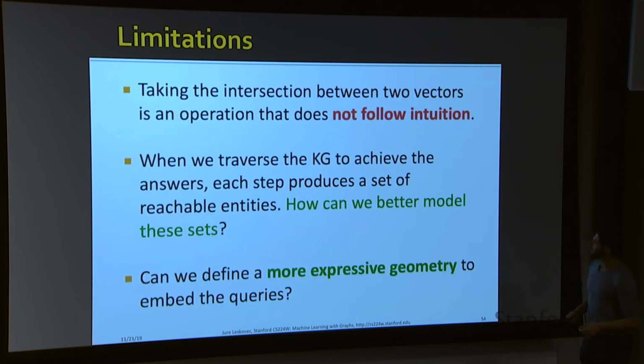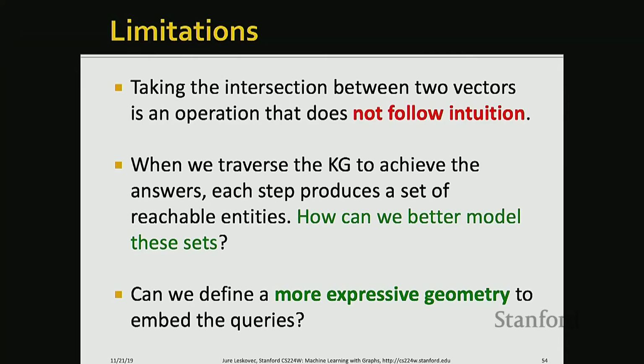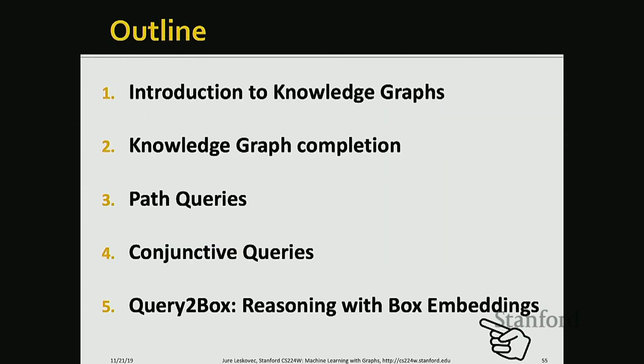Let's move on then. Okay. So what are the limitations of this model? We've seen it before. Taking the intersection between two vectors does not follow any intuition. So we kind of found an elegant hack to overcome that problem. And at the same time, how can we better model these sets? So what you were asking me before, are we choosing arbitrarily our ball of radius R? Can we find a framework that models these sets in a smarter way? And the way to do it is basically to find a more expressive geometry to embed these queries. Rather than just working with vectors, we're going to be working with boxes. Okay? So we're going to have hyperboxes in our space that will enclose the set of entities that answer our query.